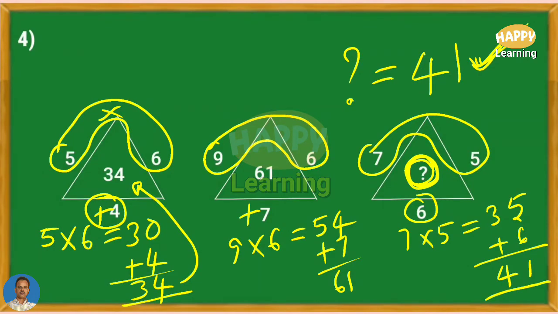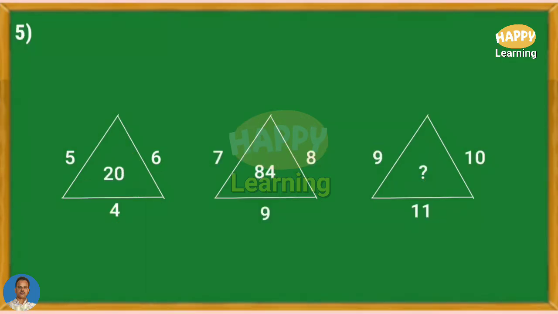Okay, right. Let us move to the next question. Right. Fifth question. Again we have got 3 diagrams. In the third diagram one question mark is given. The value in place of that question mark is to be found.